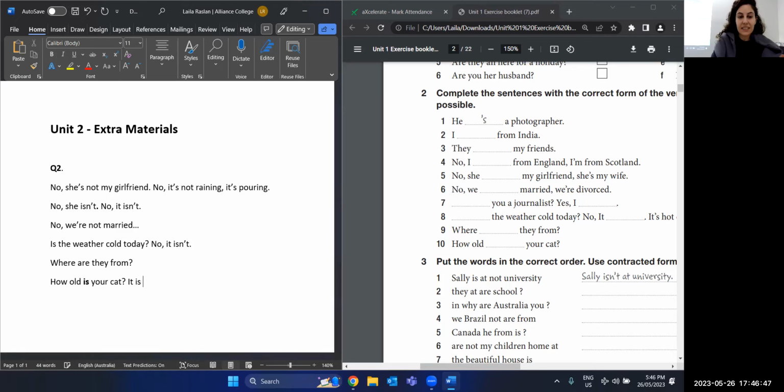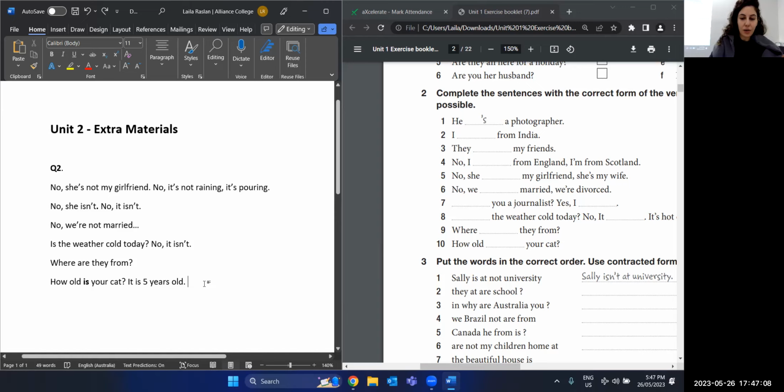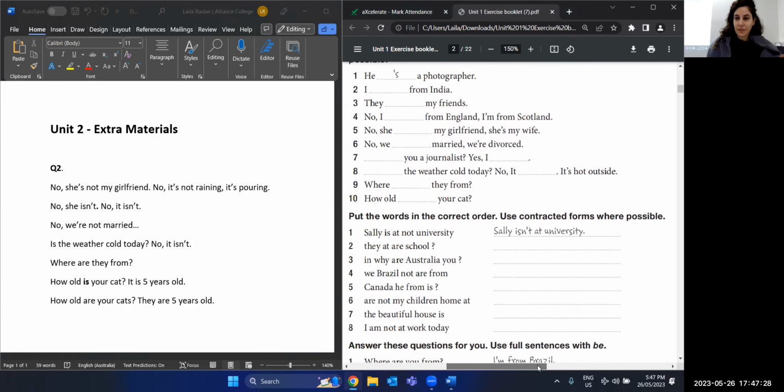The response could be, it is 5 years old. But some people like to talk about their pets like, he is 5 years old. But how old is? So it doesn't matter whether they have he or she there. Is because it's singular. Plural, how old are your cats? Then the answer would be they are 5 years old. Okay, pretty simple.